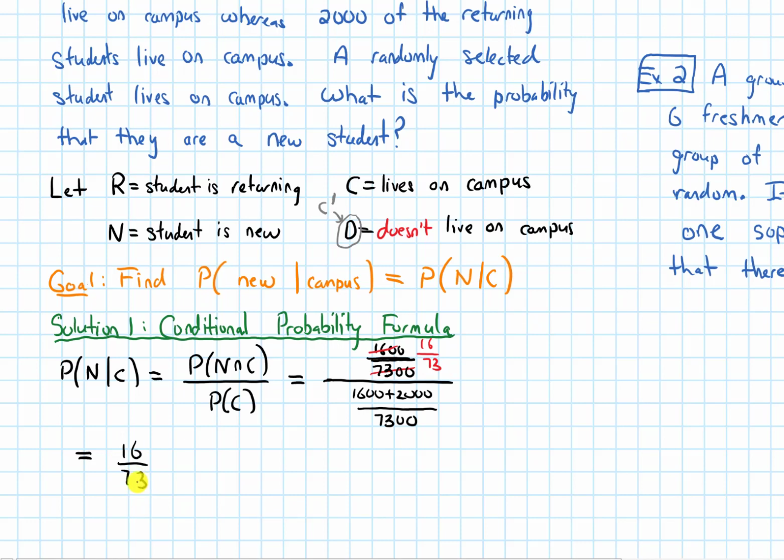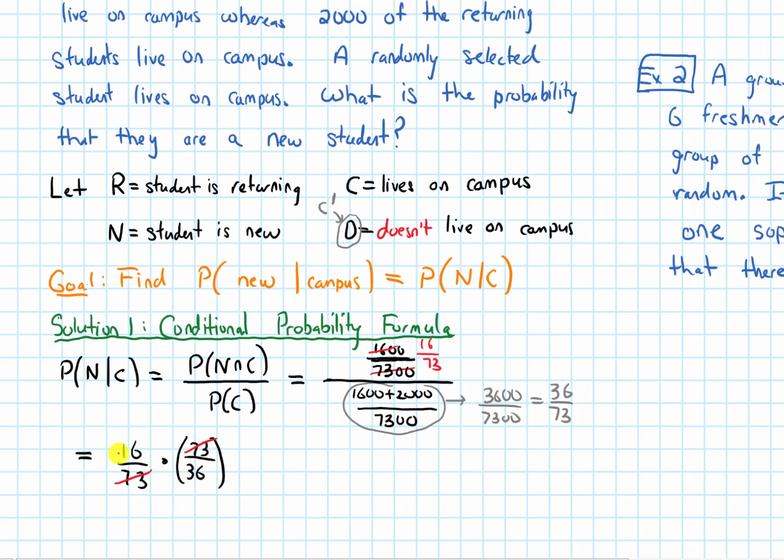If I do the same type of thing on the bottom, first off, this becomes 3,600 over 7,300. And then after I cancel, it becomes 36 over 73. So now when I divide by this fraction, that's the same thing as multiplying by the reciprocal, 73 over 36. And now, this is nice because the 73s cancel, and I am left with 16 over 36.